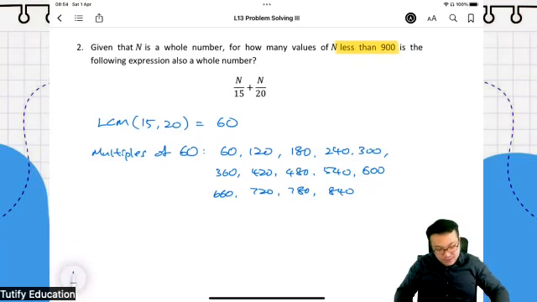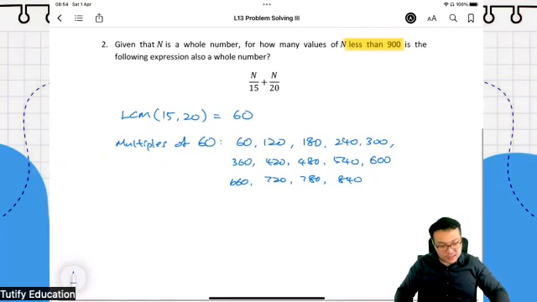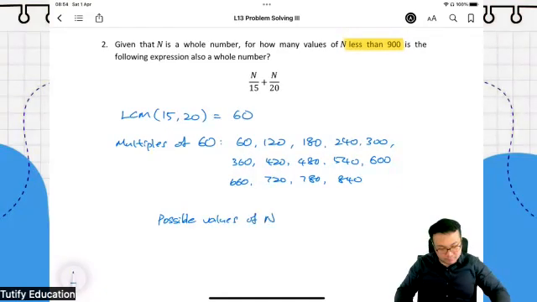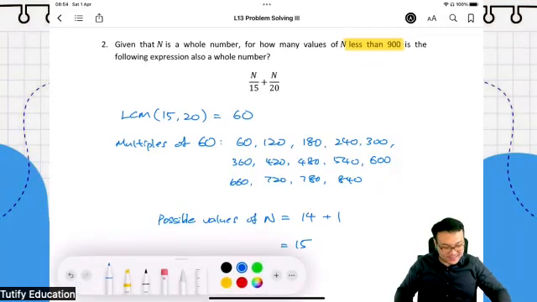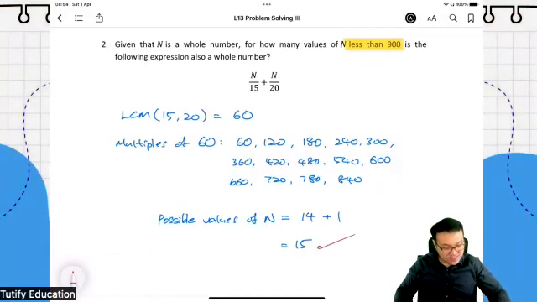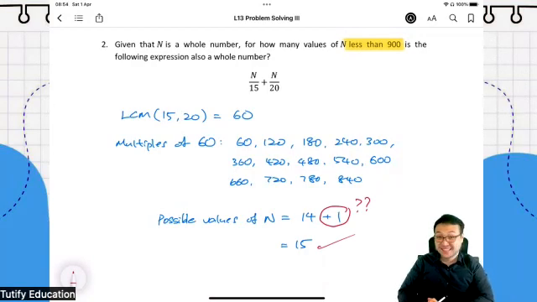Correct. So how many possible values of n can I have? 14. If you count them, over here we have 14, right? So 14. I'm going to say this. Can anybody guess? Kate, can you guess? Why did I do this?